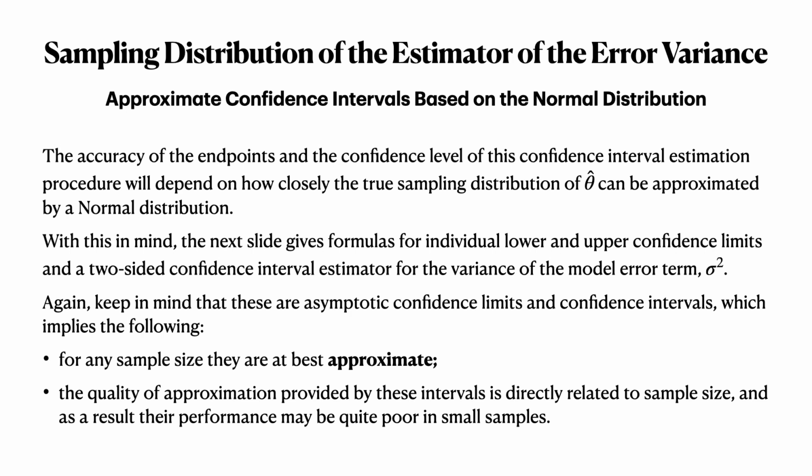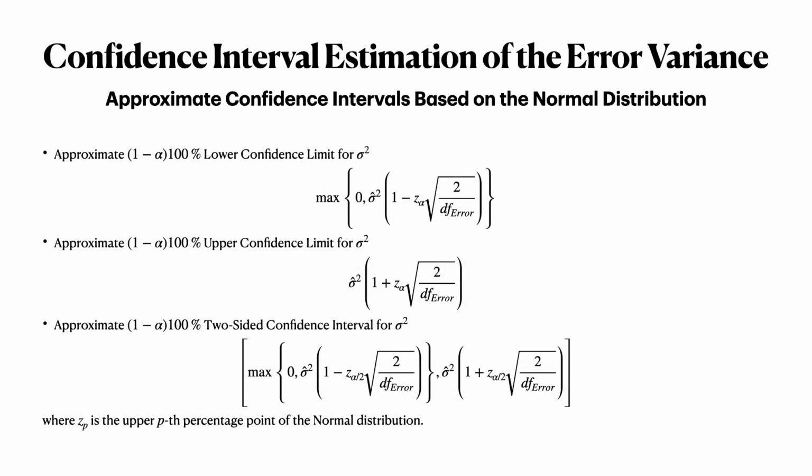For any sample size, they are at best approximate. The quality of the approximation provided by these intervals is directly related to sample size, and as a result, their performance may be quite poor in small samples. And so here we have formulas for a 1 minus alpha times 100% lower confidence limit for sigma squared, an approximate 1 minus alpha times 100% upper confidence limit for sigma squared, and finally an approximate 1 minus alpha times 100% two-sided confidence interval for sigma squared.